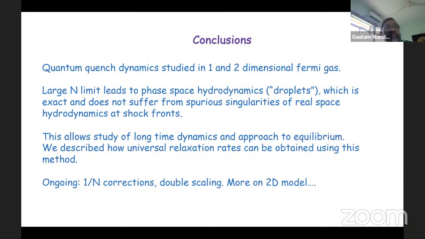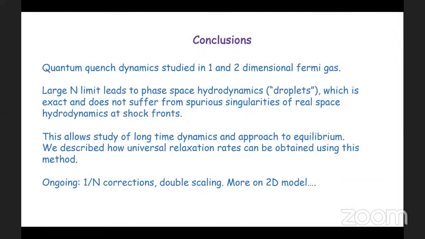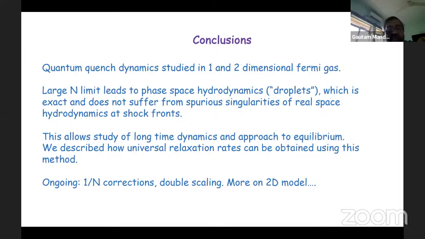Okay, so the conclusion is that we studied quantum quench dynamics in 1 and 2 dimensional Fermi gas. The large N limit leads to phase space hydrodynamics, which does not suffer from this problem of shock fronts, and allows the study of long time dynamics and approach to equilibrium, and we got universal relaxation rates. So we can talk about 1 over N corrections, don't have time, and possible double scaling, and some more ideas that we have about a 2D model in which we can go to the higher Landau level.